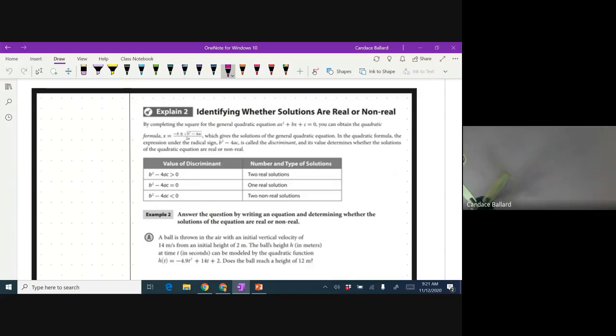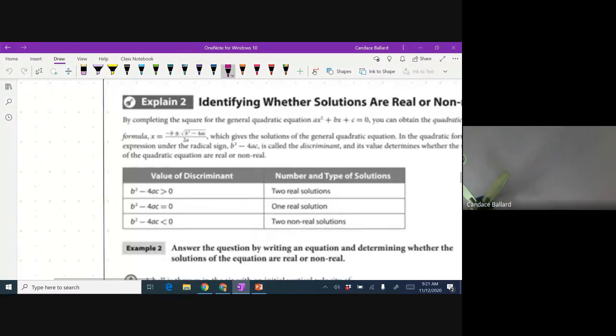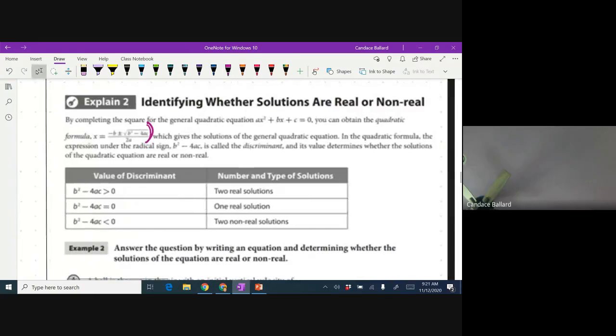All right, so we are going to identify, by completing the square for the general quadratic equation, ax squared plus bx plus c equals 0, you can obtain the quadratic formula. I'm not going to actually do those steps. We're just going to know that you can get the quadratic formula from completing the square, which gives the solutions to the general quadratic equation.